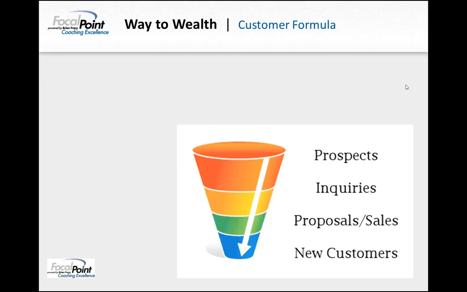There are two bits of this funnel that are really important. One is that as you go from top to bottom, the numbers shrink. The other is that as you go from top to bottom, the customers are more qualified. They're more likely to buy at the bottom than they are at the top. So when you're in the inquiries phase, they're more likely to buy than at the prospect phase. And when they get a proposal, they're more likely to buy than when they're in an inquiry. So this is a typical sales funnel.